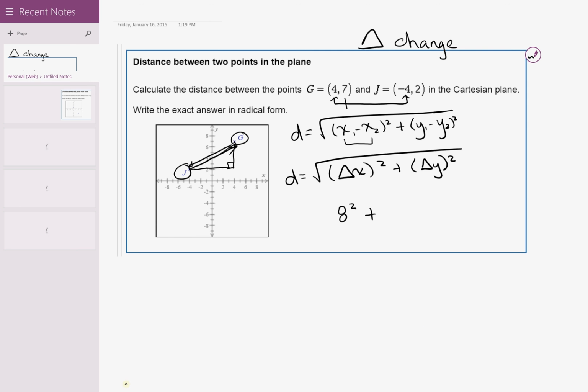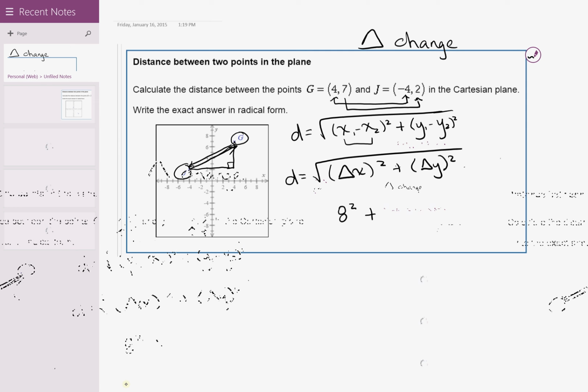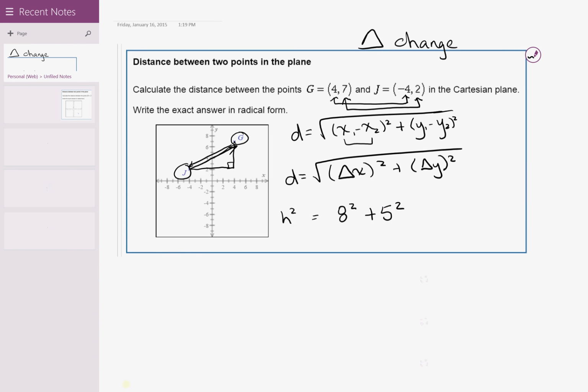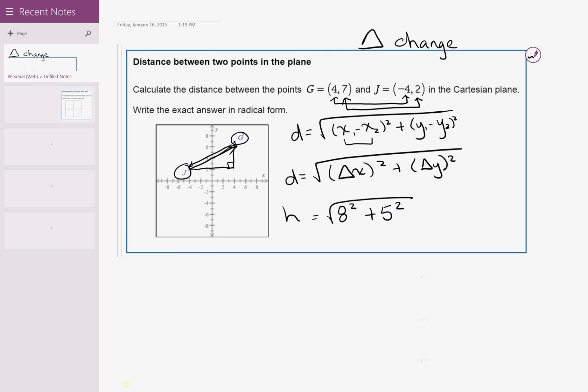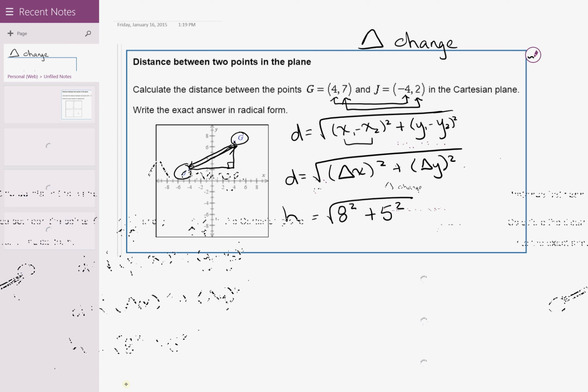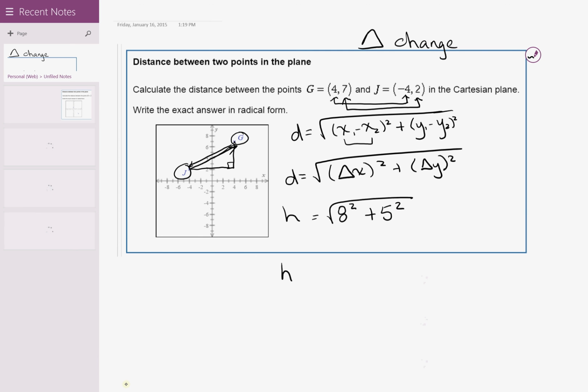And to get from here to here, I travel 5. To get from 7 to 2, so this is 5 squared. And that's equal to the hypotenuse squared. Take the square root of both sides. This becomes h, and I don't have to worry about the negative because distance can't be negative. So h is equal to, well, let's get away from the hypotenuse and back to distance.